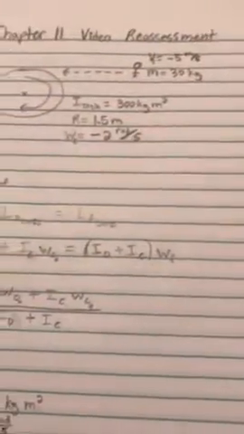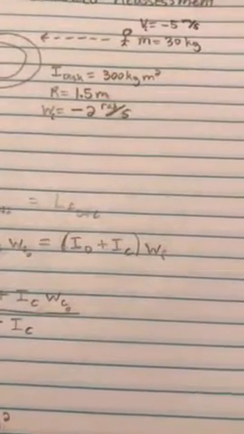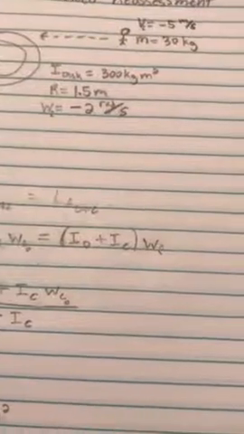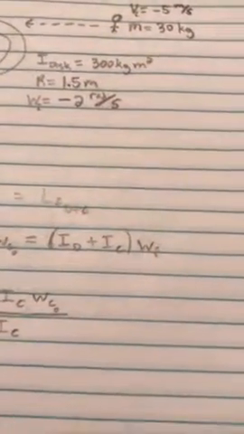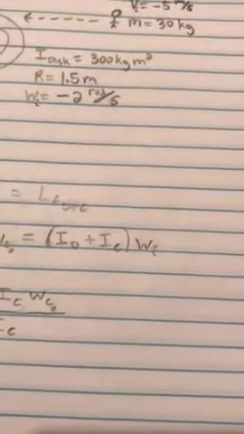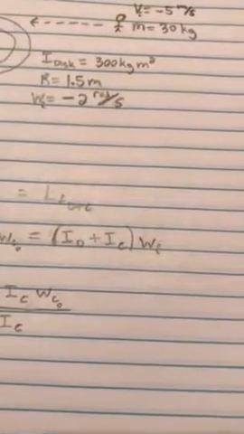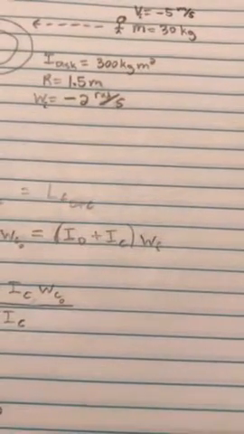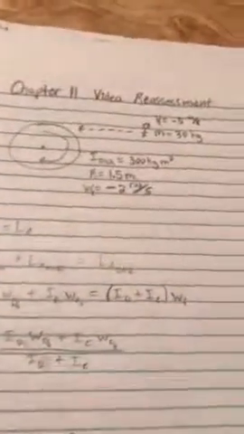Alright, the question is: a spinning disk has a radius of 1.5 meters and an angular velocity of negative 2 radians per second. The moment of inertia of the disk is given as 300 kilograms meter squared. A 30 kilogram child runs at negative 5 meters per second and jumps on the disk, on the edge of the disk. What will be the new angular velocity of the disk with the child on it? Alright, so we're going to be looking for the angular velocity.